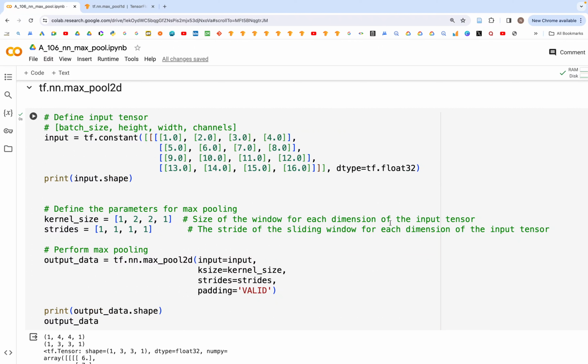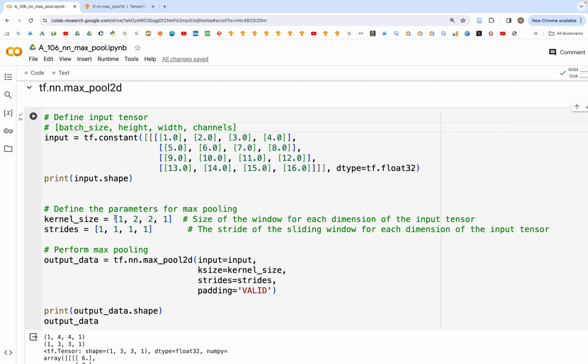In tf.nn.max_pool2d, the input tensor has to be of this particular dimensions, which is batch size, height and width, and channels. And this is going to be similar to the example that we talked about in maxpool, except that here this is a specialized application of maxpool 2D.